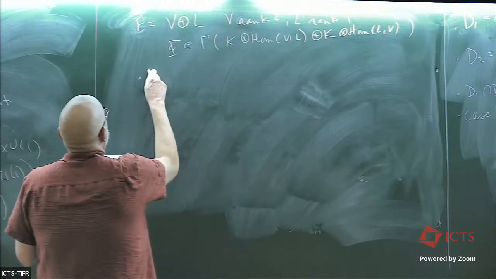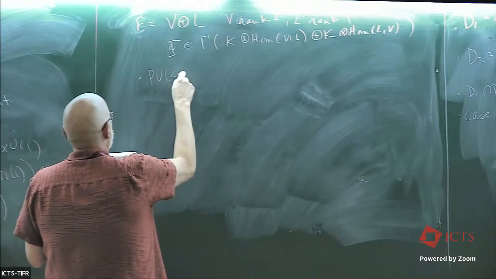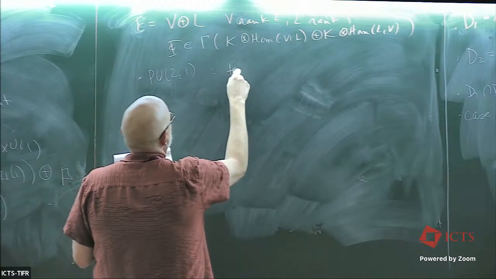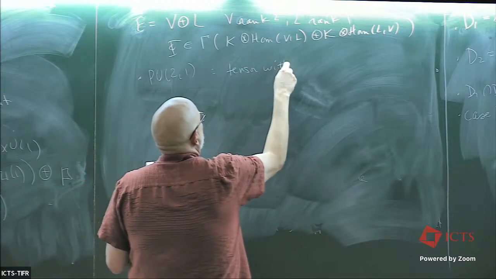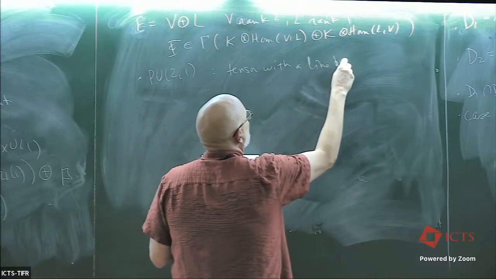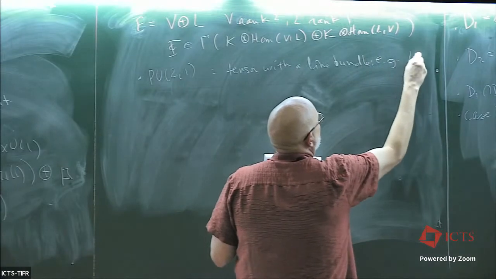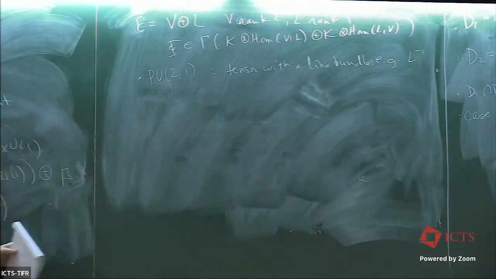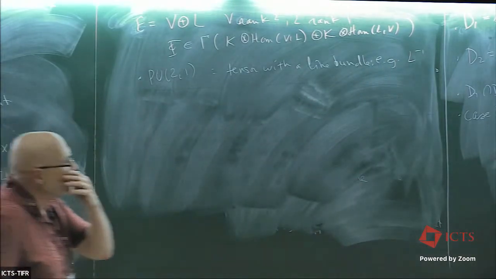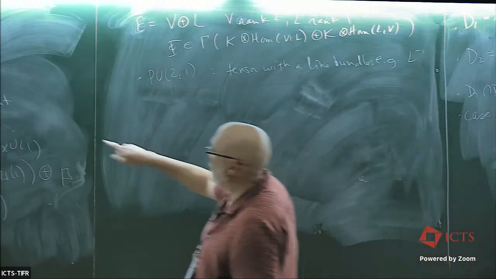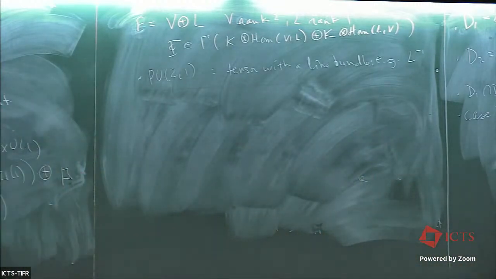Okay, so now what we're going to do is we're going to pass to the PU21. And so what we're going to do, we can kind of tensor with a line bundle. So the line bundle that we would like is L inverse. So when you tensor with a line bundle in this sort of setup, then this is going to change the curvature of this bundle, but it will still remain projectively flat. Okay?